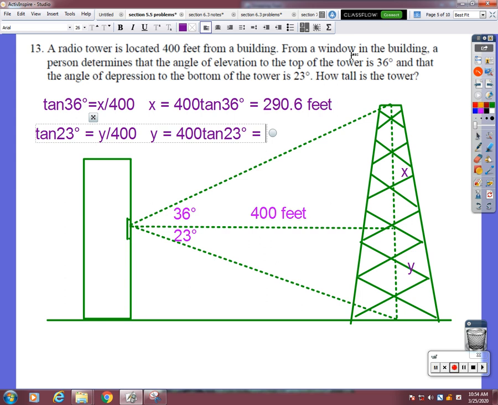Then that would be 169.79 feet. 169.8 feet. So if I add those together to find the total height, the height of the tower is equal to x plus y, which is that plus 290.6, about 460 feet.